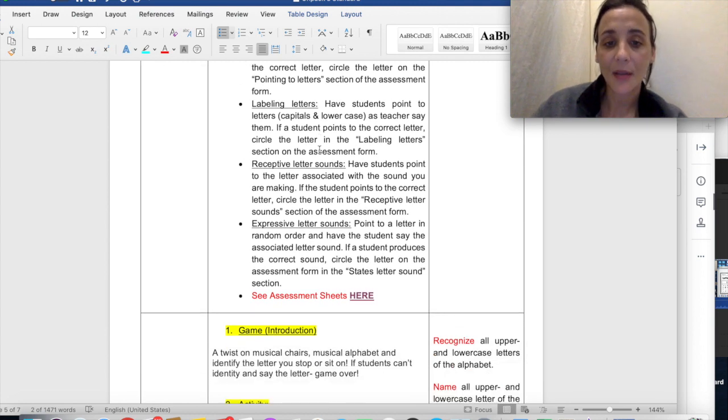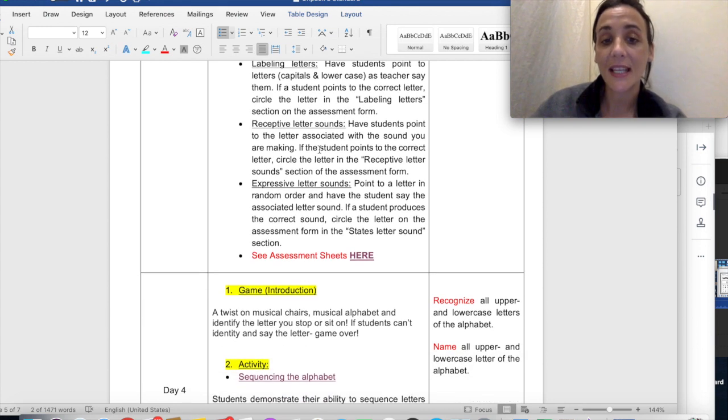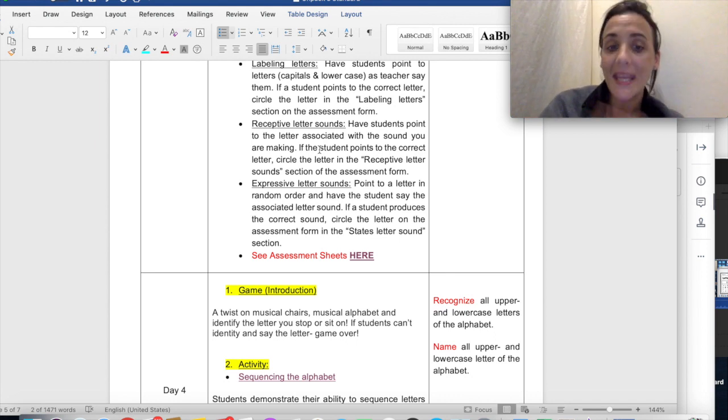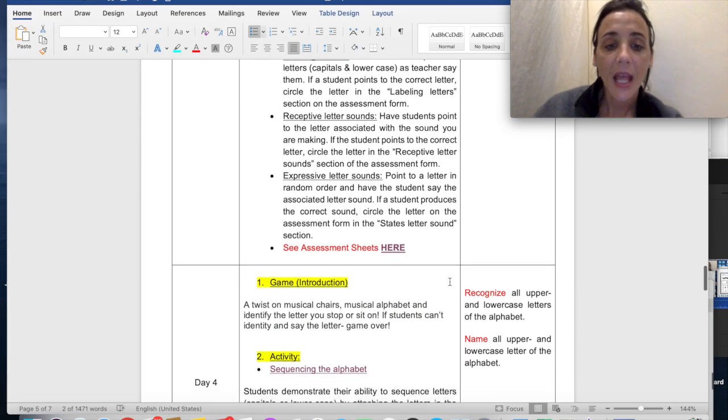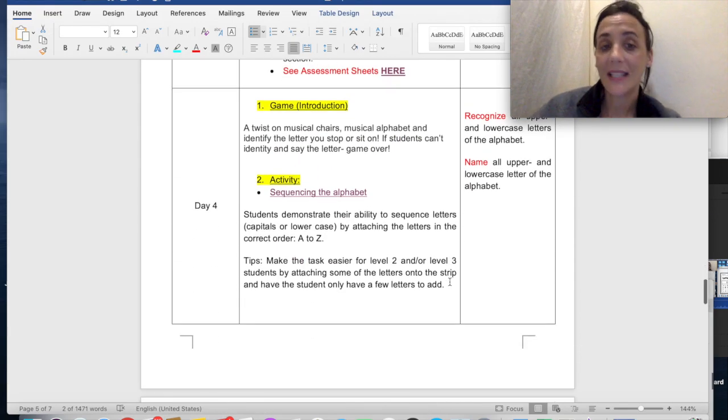Receptive letter sound is I would make the sound of a letter like A and the student has to point to A. Expressive letter sounds is I would point to a letter and then the student has to say the sound of the letter. So I would point to B and the student has to make the sound of the letter B.